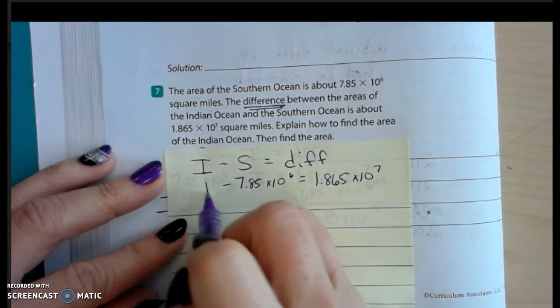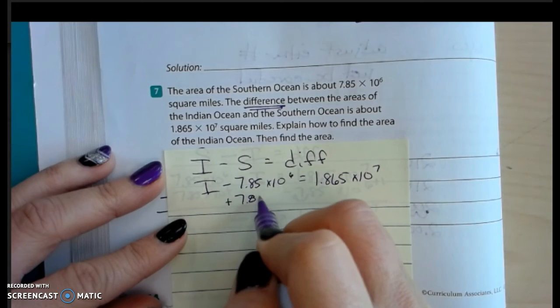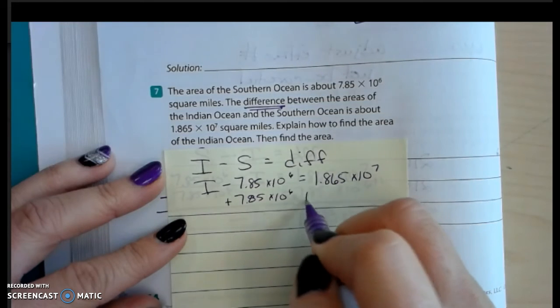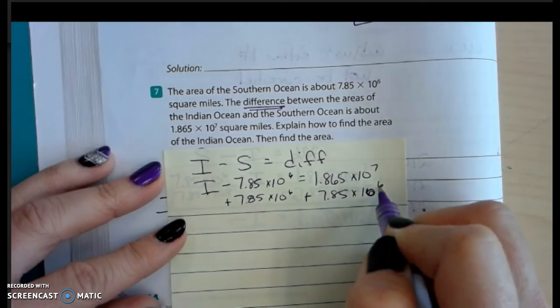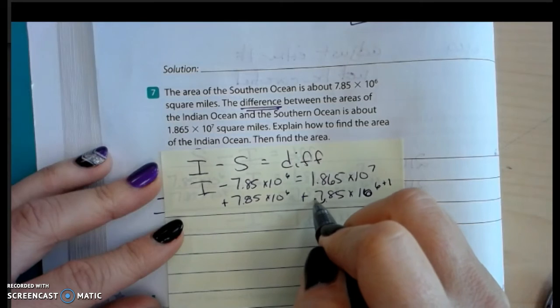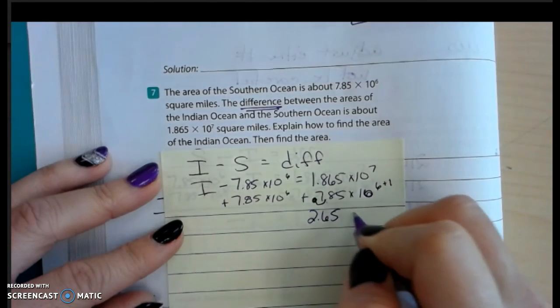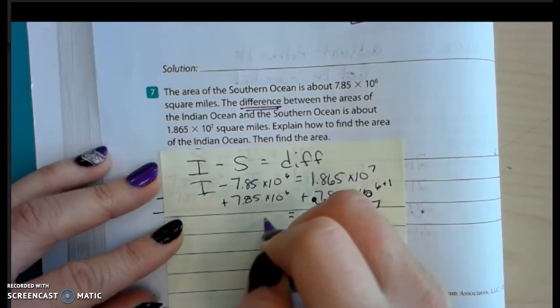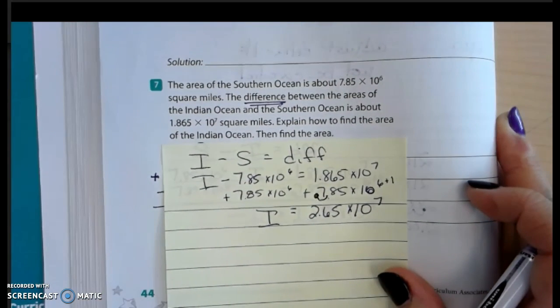Now, instead of subtracting, I need the opposite, which would be addition. So I'm going to add 7.85 times 10 to the 6th to both sides. Now, just like I did in the last problem, I still have to adjust this one exponent and make it 0.785. And then I've got 1.865 plus 0.785 gives me 2.65 times 10 to the 7th. And that is the size of the Indian Ocean. And that is the answer to that question.